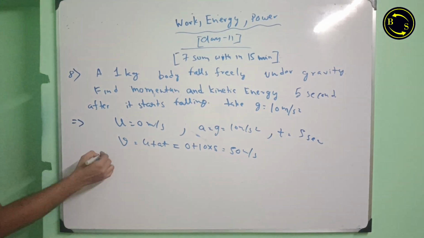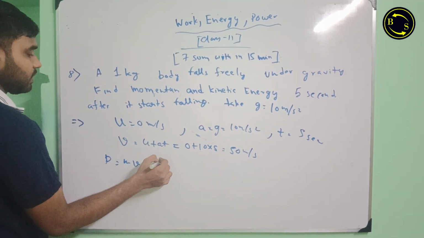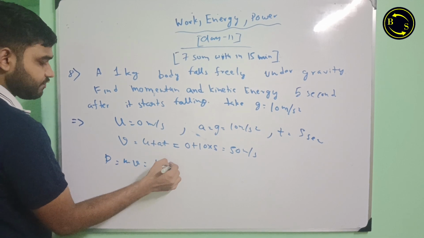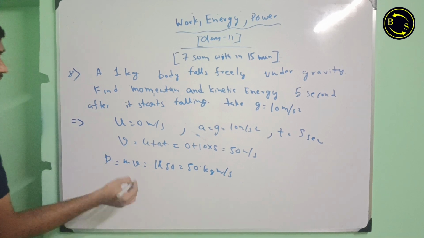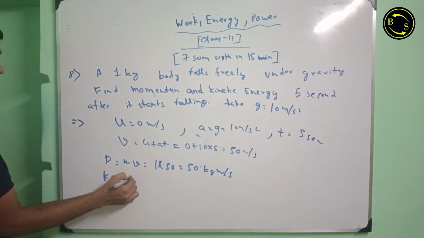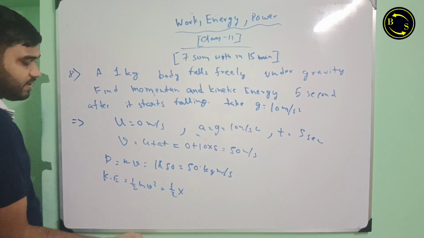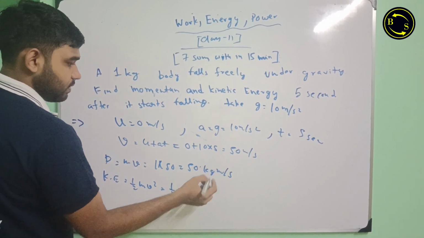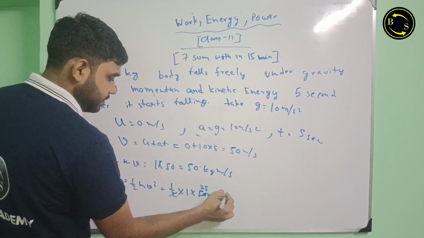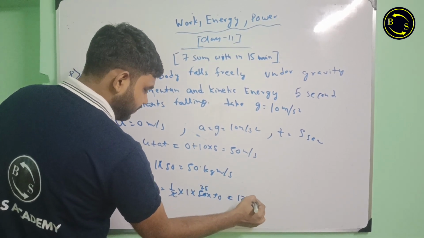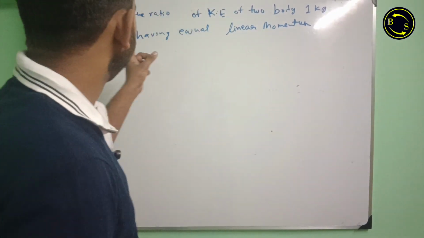So the momentum p is equal to mv, which gives us 1 into 50, 50 kg meter per second, and the kinetic energy is equal to half mv square. Half, the value of m is 1, v square is equal to 50 into 50, 2500, so 1250 joules. Okay, next sum.